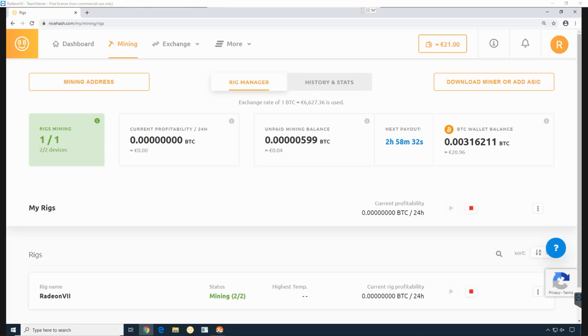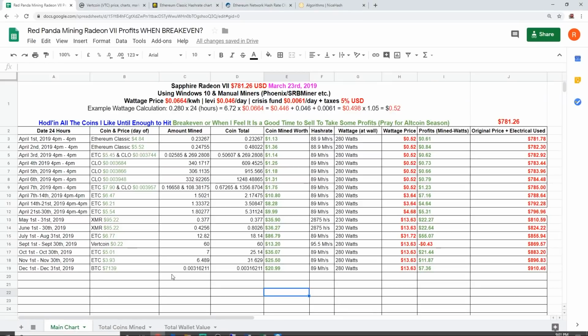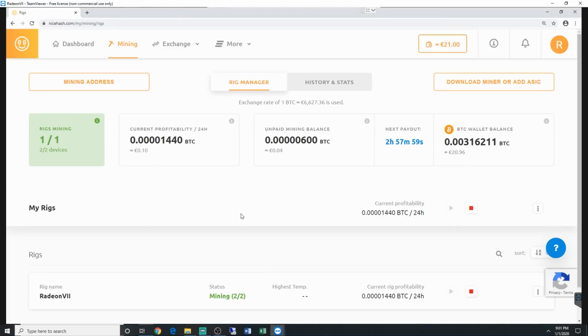In this video, this is the Radeon 7 profitability for the month of December. And you guys know that I was mining on NiceHash for the whole month, as I mentioned in the last video for this Radeon 7 profitability. And let me tell you, I don't like it. But I'm going to give NiceHash the benefit of the doubt, and I'll give you my reasonings for that later on. But let me just show you here how much I've made on NiceHash with this Radeon 7.